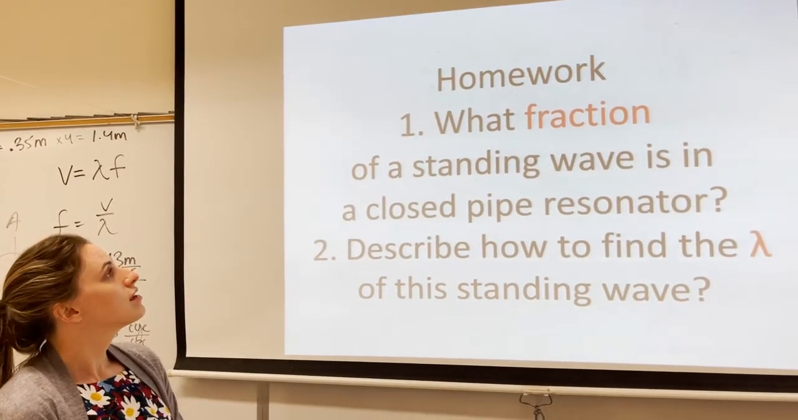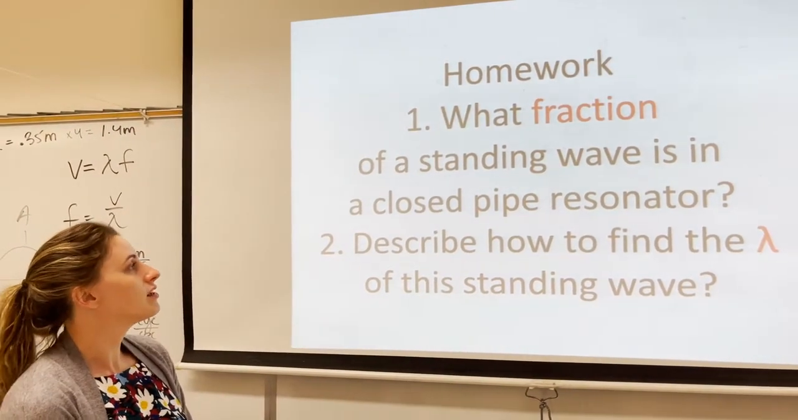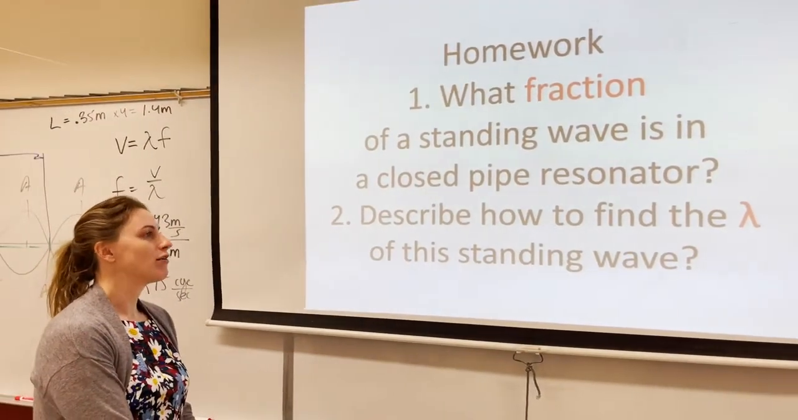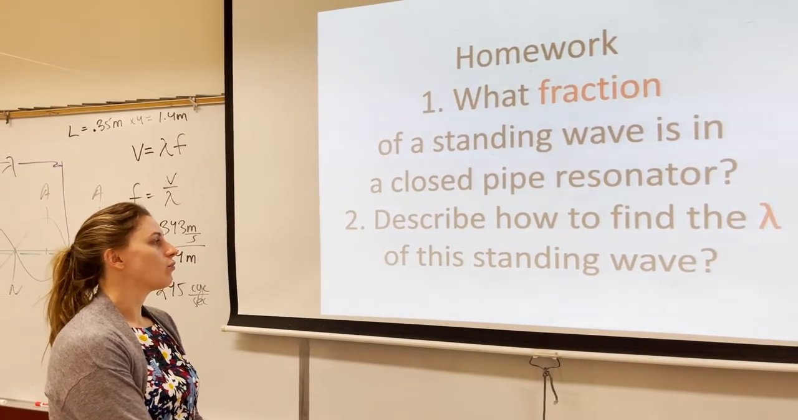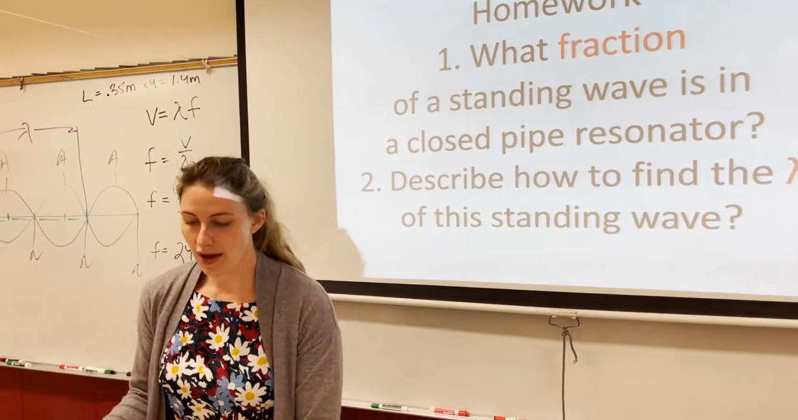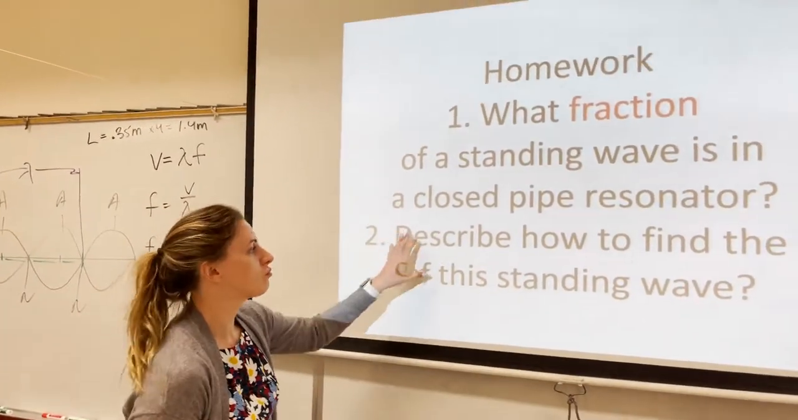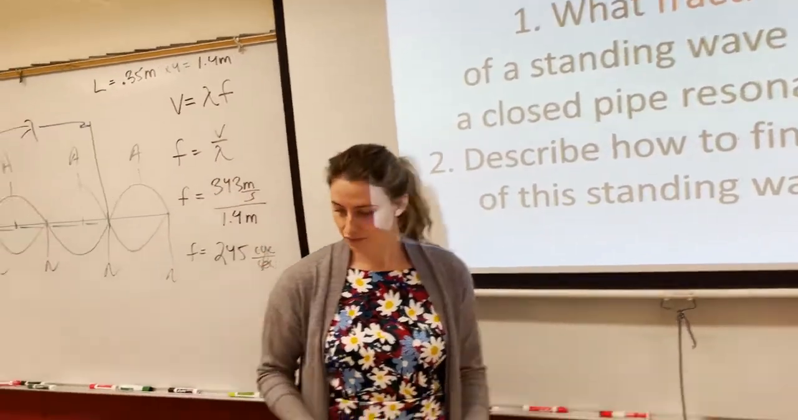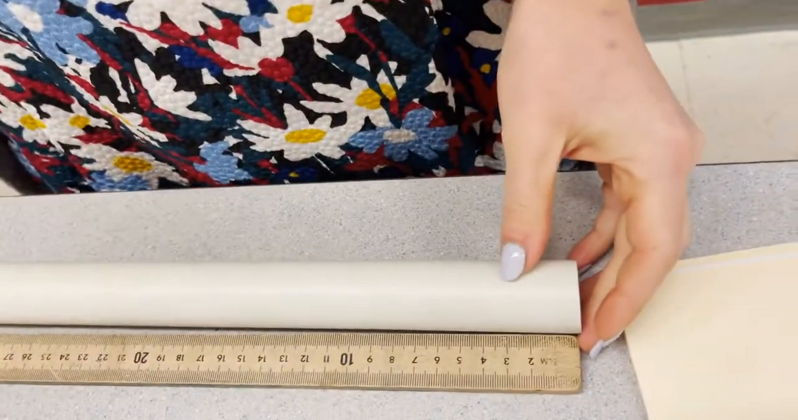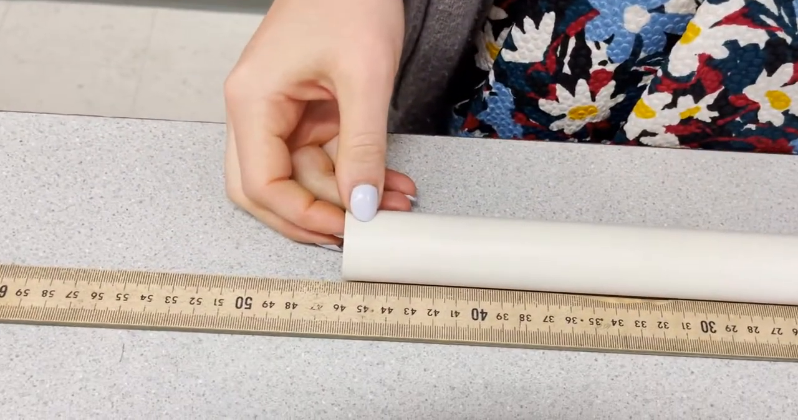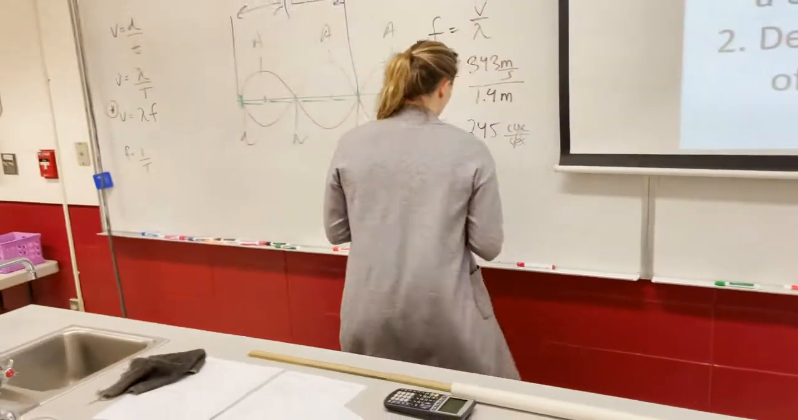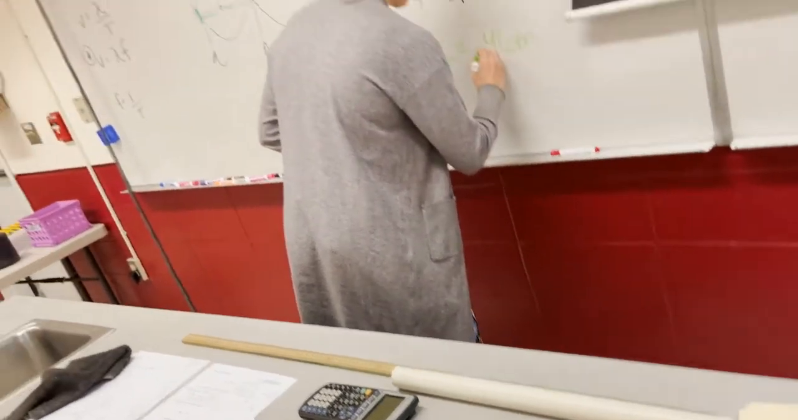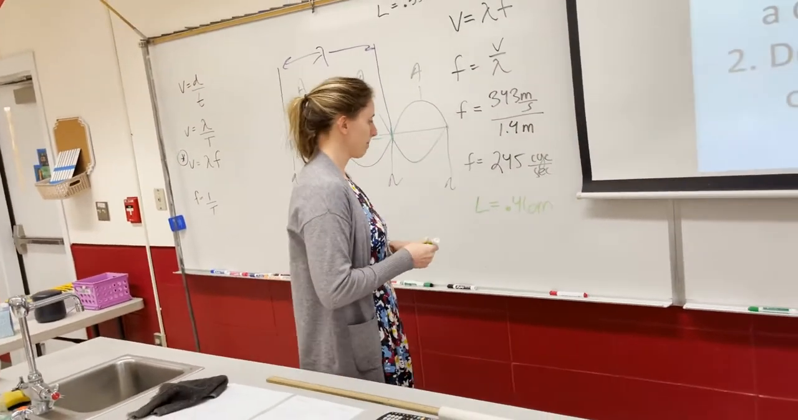For homework: question 1, what fraction of a standing wave is in a closed pipe resonator? Question 2, describe how to find the wavelength of this standing wave. I want you to use words to describe how to do it. For the very last part of this homework assignment, let's add this in there. How long is it? We'll call it 46.46 meters. For this pipe, find the length of the standing wave, and then find the frequency of the sound.